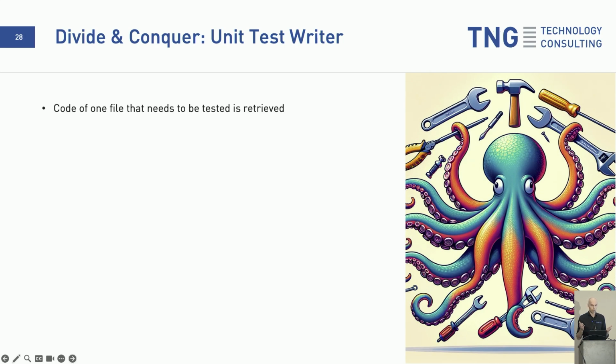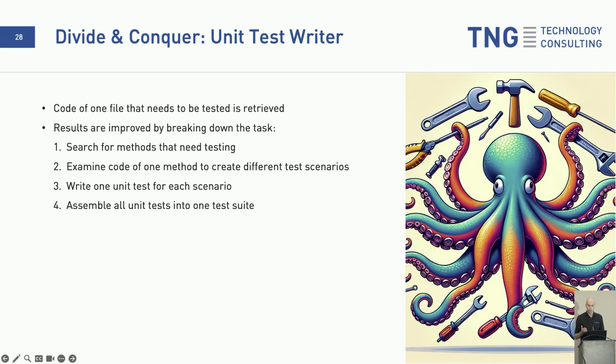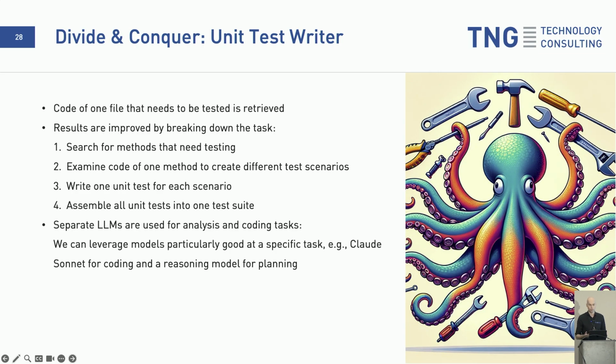So more specifically, you break the problem down, right? For one file, you go through all the methods to be tested and examine those. You create test scenarios, and for these scenarios, write the actual tests, assemble those into a suite. And the nice thing about breaking this down is that you can use specialized agents for different steps, right? For the planning step, a reasoning model might be more capable, but for the actual writing of tests, you might use a cheaper model or one that is better at writing code.